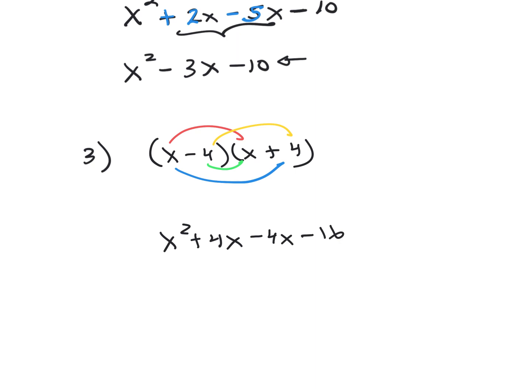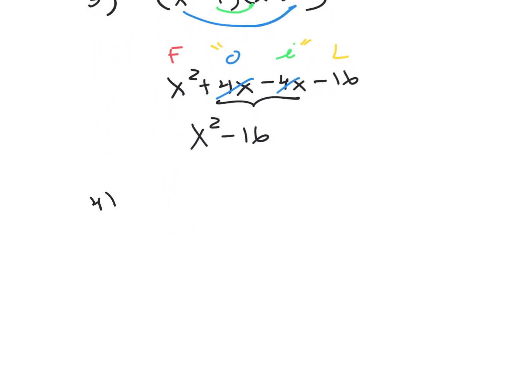And then, so we've got our first ones, our outside ones, our inside, and our last. And what happened to the OI? I call this my OI. What happened to the OI? Our OIs are like terms, right? So isn't a positive 4x and a negative 4x, doesn't that zero out your x's? And you're left with just x squared minus 16.